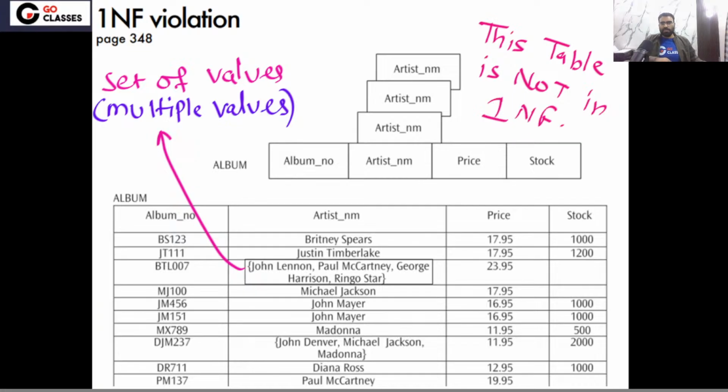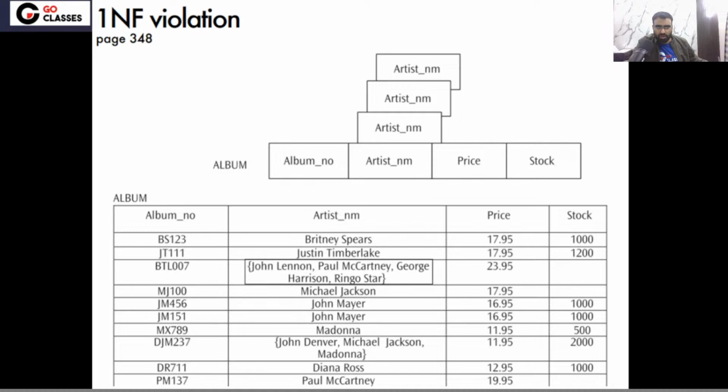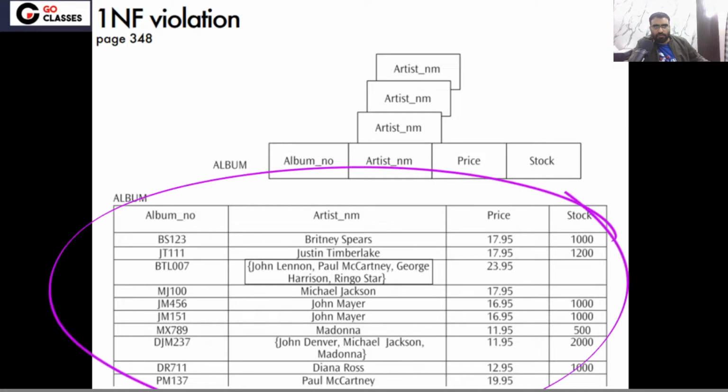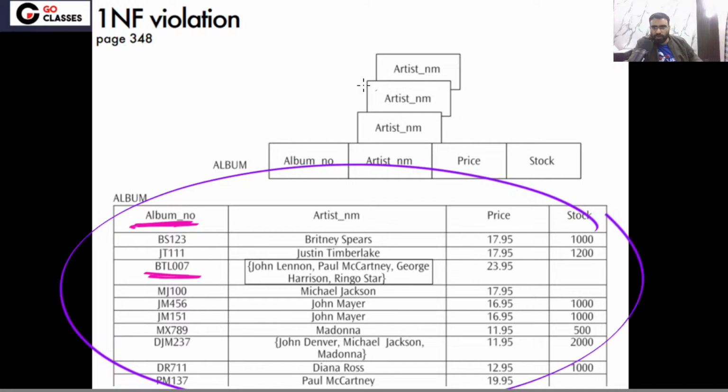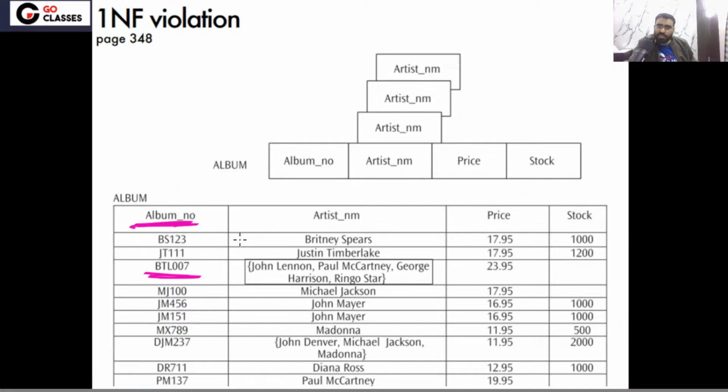And you tell me one thing. This table is not in the first normal form, that is fine. But a simple question I'm asking: in real life, is this type of table possible or not? This type of information is possible. For example, this is the album number, and this album number has multiple artists. In real life, the same album can have multiple artists. Do you agree with me? So remember, this is real world information.